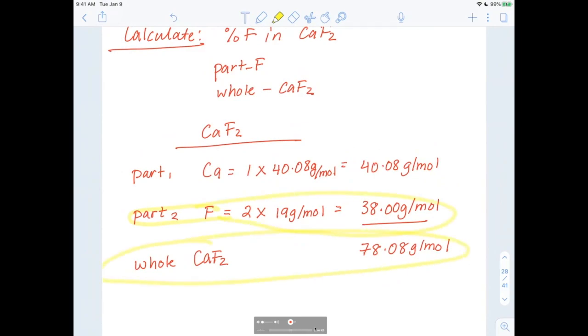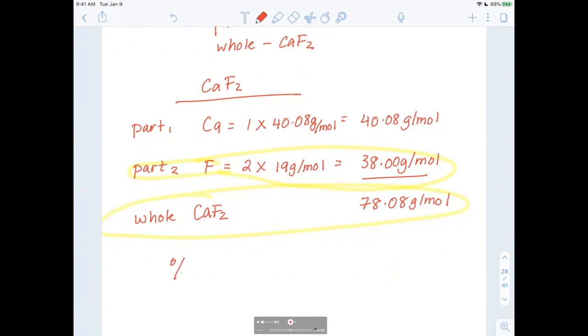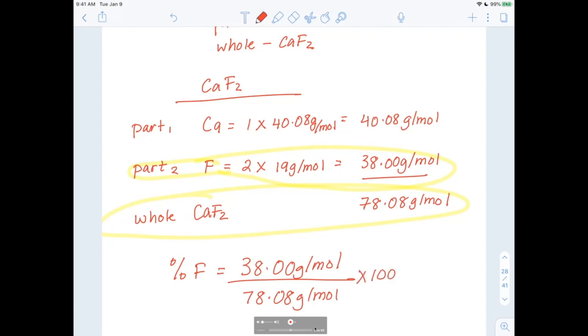then we're going to say our percent fluorine will be 38.00 grams per mole over the whole compound. So it's like saying this is fluorine's contribution to the mass of the whole compound, right? 78.08 grams per mole, and of course times 100, right? The part over the whole, remember this is the part, this is the whole, divide that out times 100.